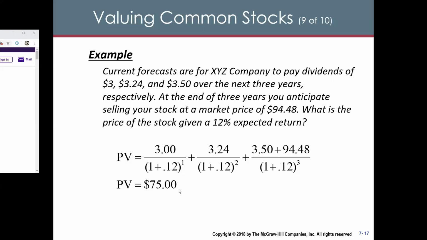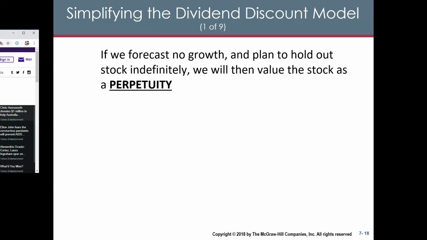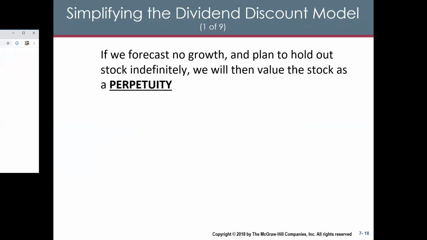Okay. So next, if we forecast only dividends, we are not planning to sell the stock. We are going to hold the stock indefinitely. And if we forecast there is going to be no growth, in other words, the dividend will be a constant number, then we are going to receive constant dividends forever. And then the value of the stock is going to be a perpetuity. We are going to receive the same dividend, call it DIV, in every time period, and it goes forever, and that's exactly what a perpetuity is.